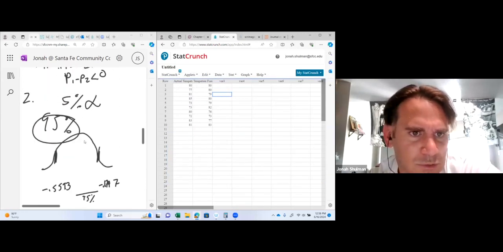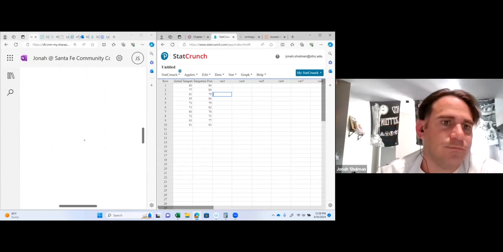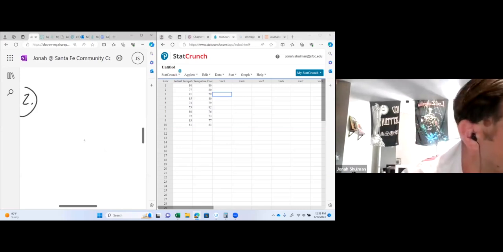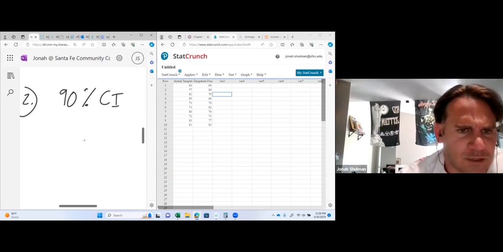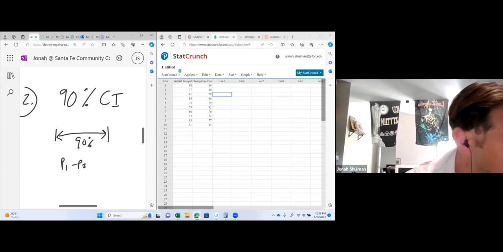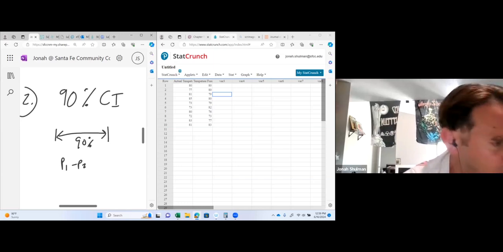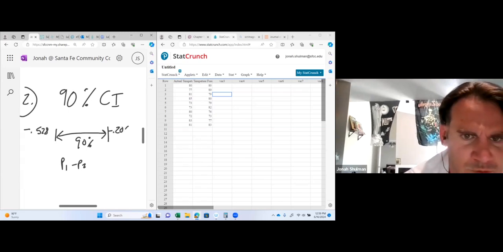All right, let's actually just jump into number two. Let's see what the problem was for two. I didn't know they had the answers for all of them for the review. I thought it was only odd. Two says it's a 90% confidence interval. So we have the P1 minus the P2. The confidence interval does not include zero, so it appears that a significant difference between the two proportions exists. And so they got the values negative 0.528 and negative 0.206.